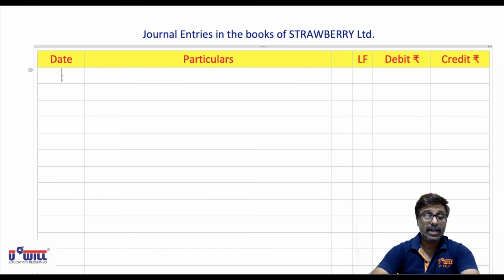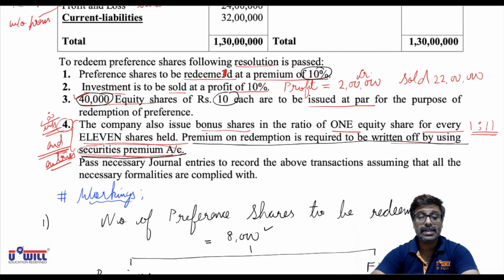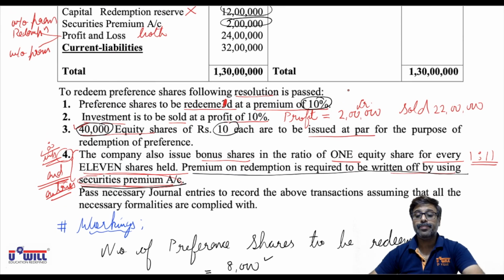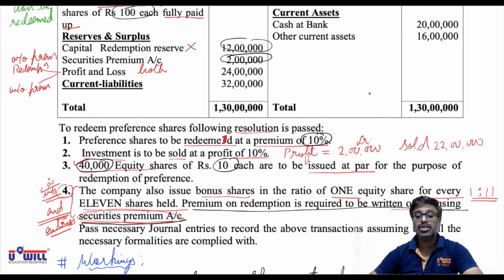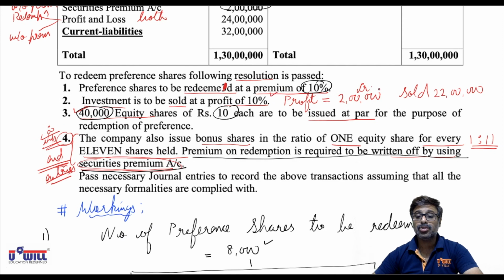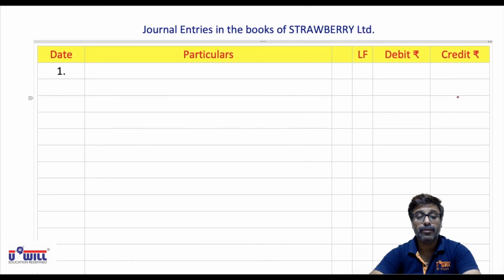I hope all of you would have done the formats. Now first entry we will pass for sale of assets. You all can see here investments are sold. 20 lakhs of investments are sold at profit of 10%. So 22 lakhs is the selling price. So first entry we will pass for sale of assets.